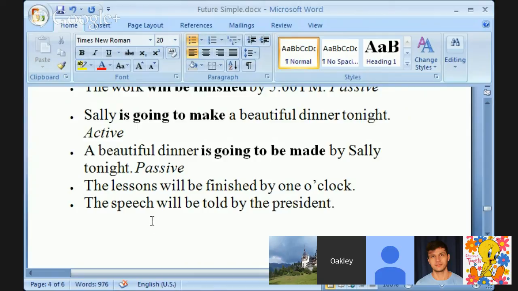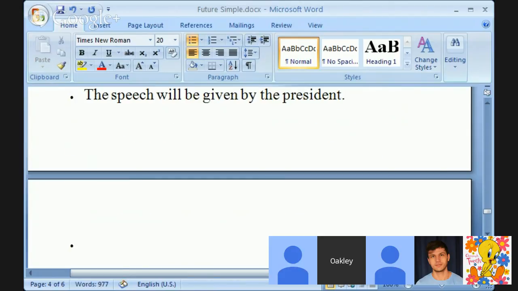The speech will be... This is a little awkward as well, Salvatore. We wouldn't normally say that. You don't tell a speech. Usually the verb that we use with this noun is give. A president gives a speech. We would never say, I'm going to tell a speech. I would say, I'm going to give a speech. So this would be given. That's much better. That's the normal collocation.